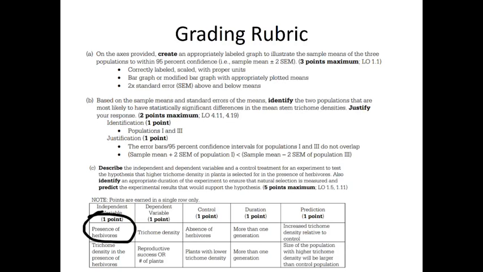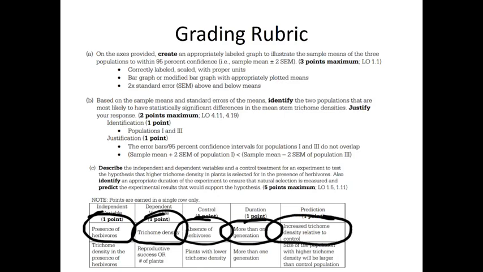The dependent variable is the thing that changes because of a change in the independent variable. So our dependent variable would be the amount of trichomes, the trichome density. A good control would be to use the same kinds of plants, but no herbivore, no presence of a predator. An appropriate duration would be several generations. As long as you said more than 1 generation, you got credit on this. And a good prediction would be that due to the presence of herbivores, the trichome density would increase. Again, there are other ways you could have earned these 5 points, but I think this is the most straightforward way to do so.